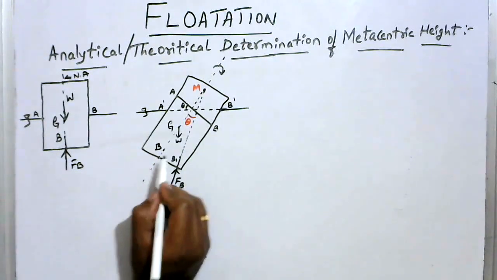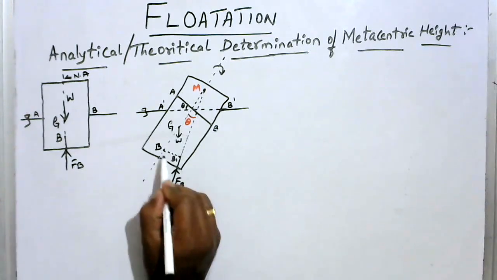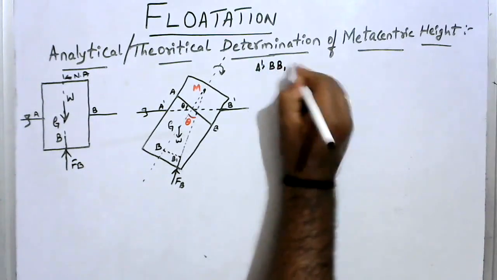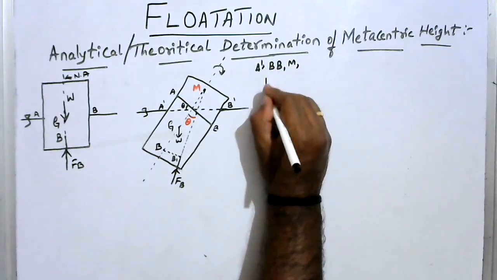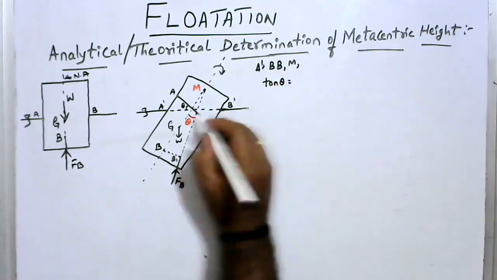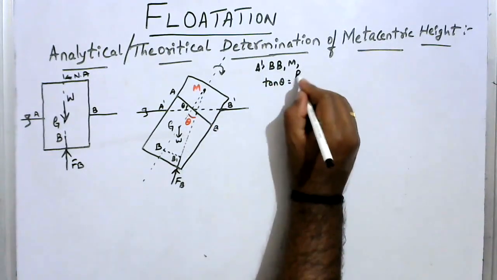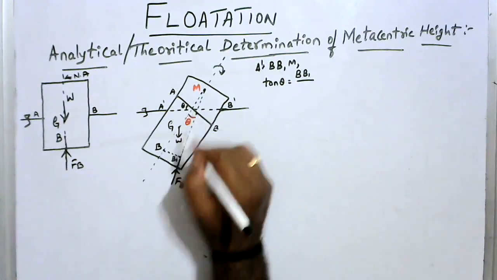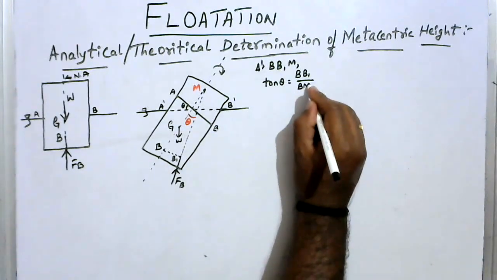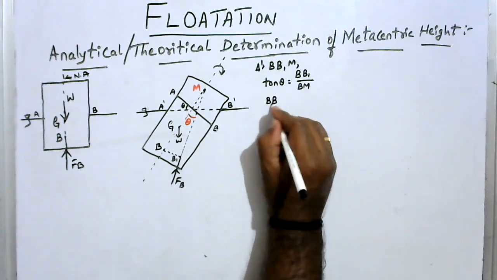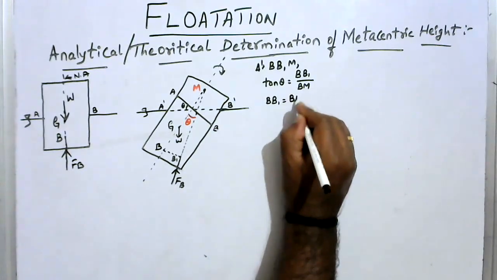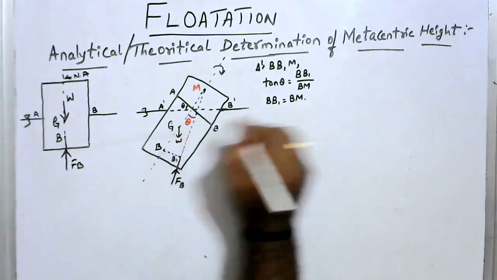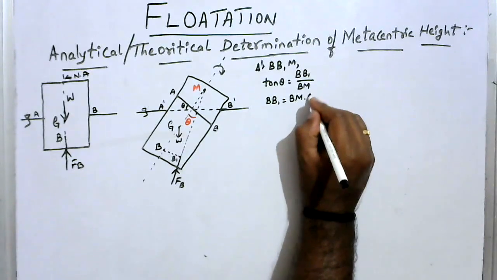Now I consider the triangle B, B1, M. Then I'll apply tan theta for this. Tan theta is equal to opposite, that is BB1, divided by the adjacent side, that is BM. Therefore, BB1 is given by BM into tan theta. For a small angle theta, since the oscillation given is very small, I'll take tan theta as theta.